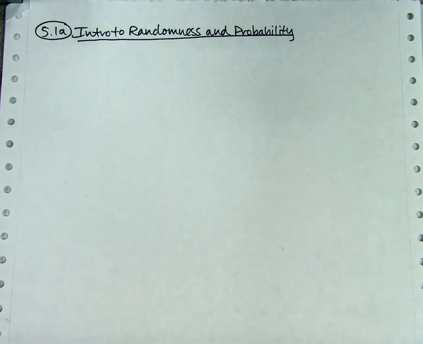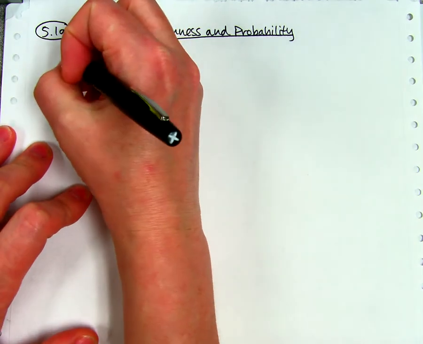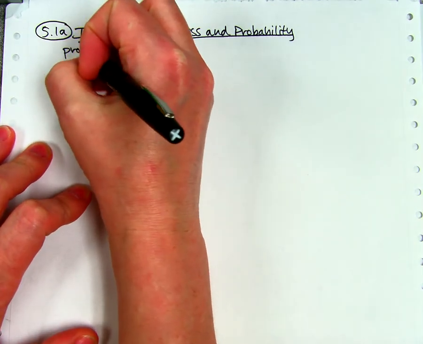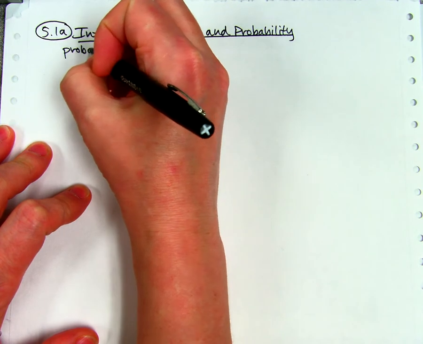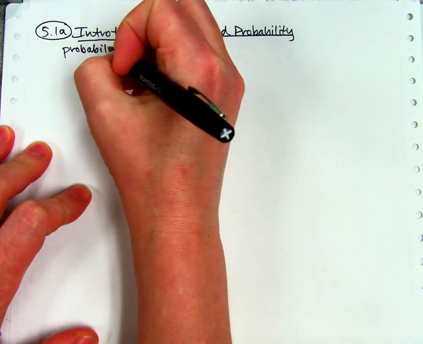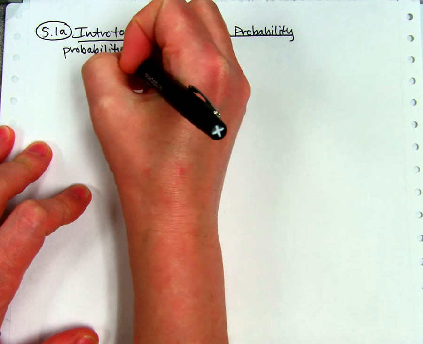Hello, stats class. Here's the beginning of chapter 5, which is all about probability. The first part of these notes you've probably heard before in other classes, but then we will very quickly get to stuff you have not heard yet, most likely.